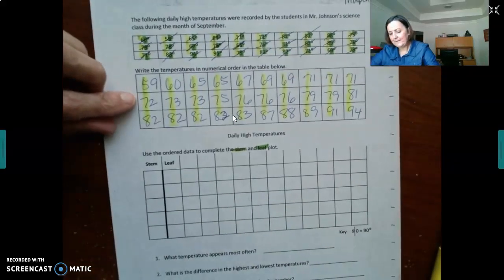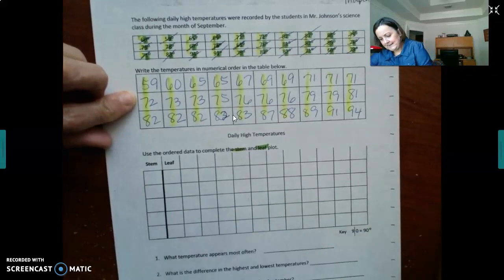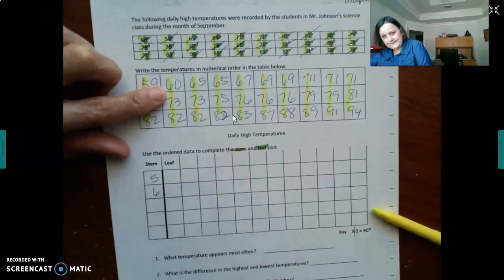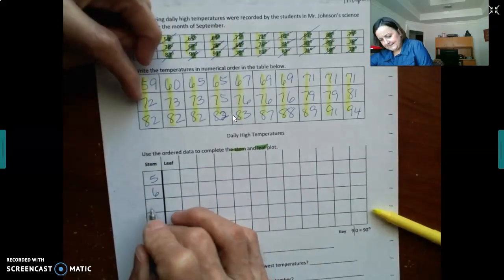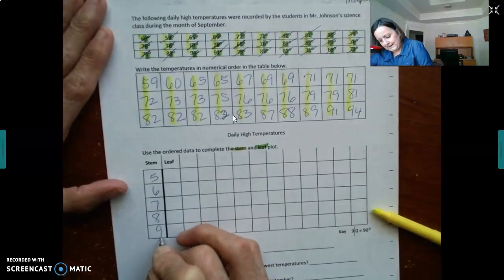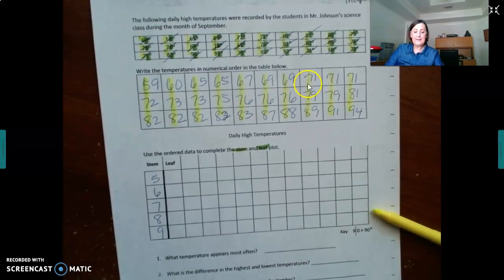And we have 5 as a stem. We have 6 as a stem. We have 7 as a stem. We have 8 as a stem. And we have 9. Now we're going to record our leaves.